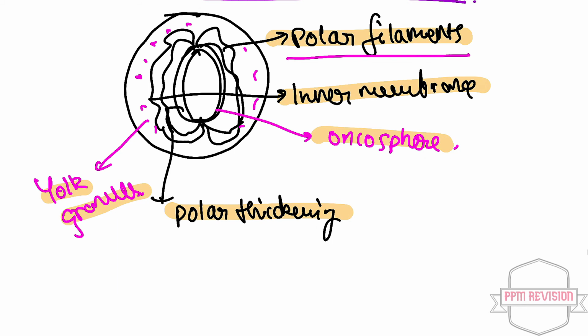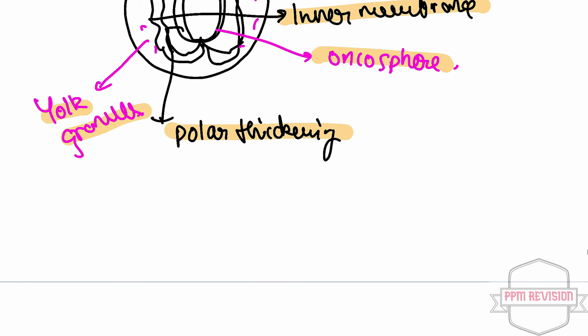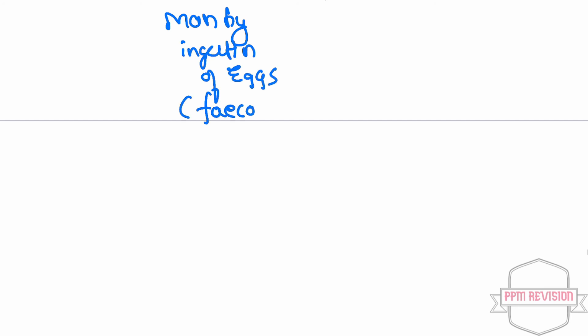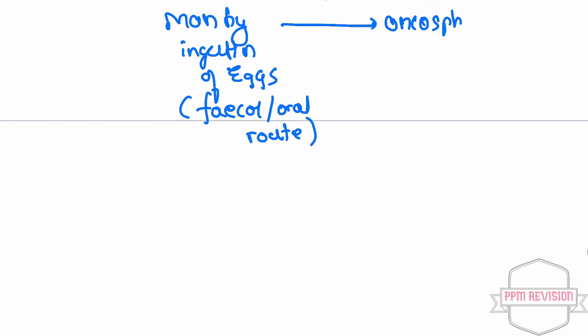Now quickly looking at the life cycle of H. nana. So we always start from the man infected stage. The man gets infected by ingestion of eggs, and this is by fecal oral route. Next, what happens is the oncosphere is liberated. If you see, it's similar to that of the Taenia solium.